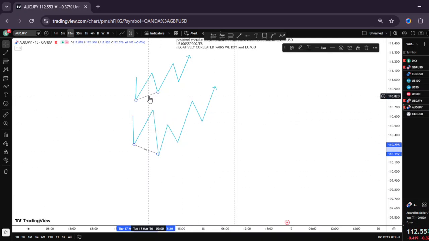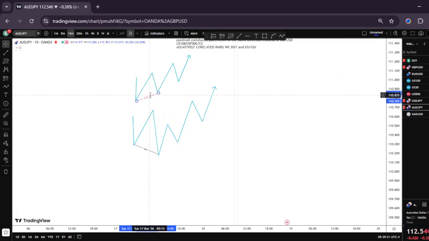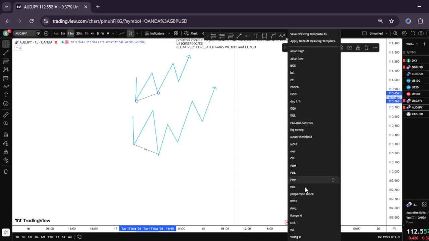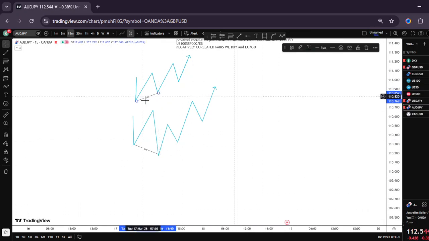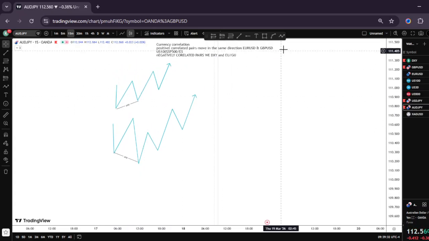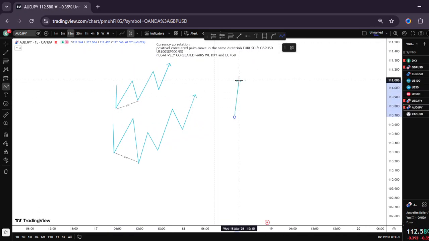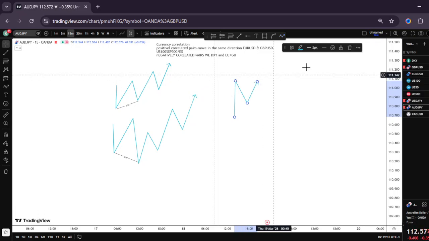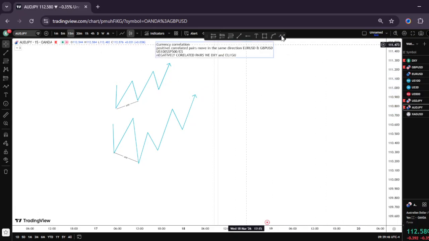So this is an SMT, where we expect the currencies to be moving in the same direction. This is an SMT and this is an SMT. So this is in the case of a positively correlated pair. In a negatively correlated pair, you expect DXY to do the opposite. If DXY is going up, then EURUSD and GBPUSD will be going in the opposite direction. They'll be going down.